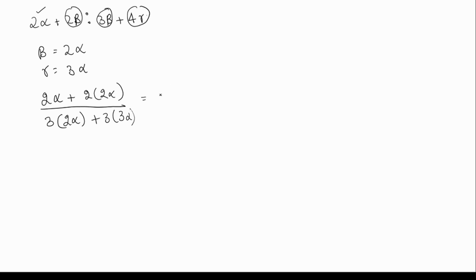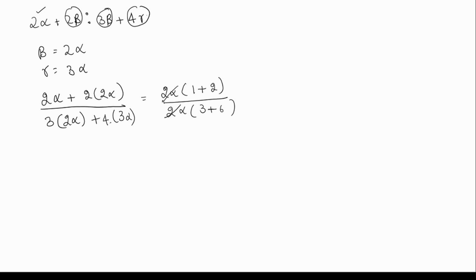So from all of these terms we can take 2 alpha common. 2 alpha, 1 plus 2, by 2 alpha, 3 plus 6.